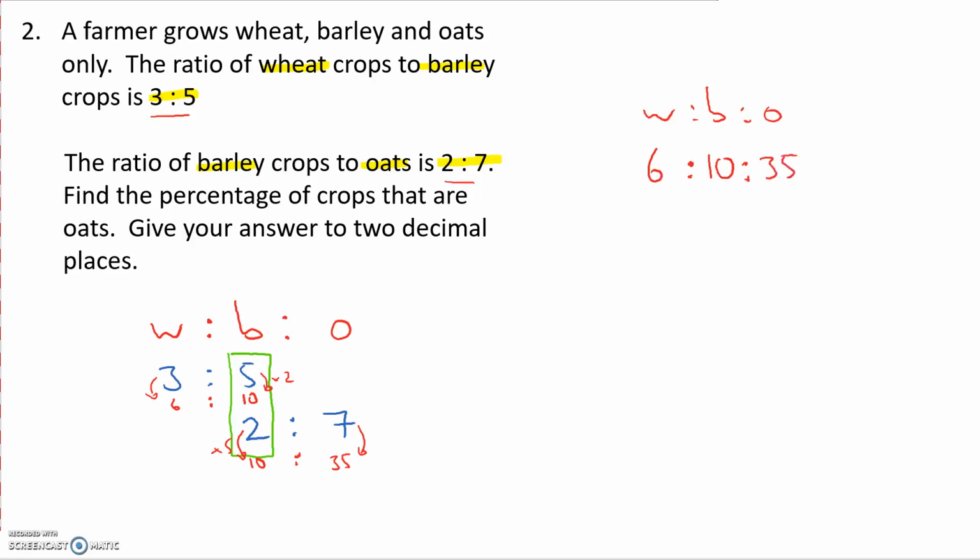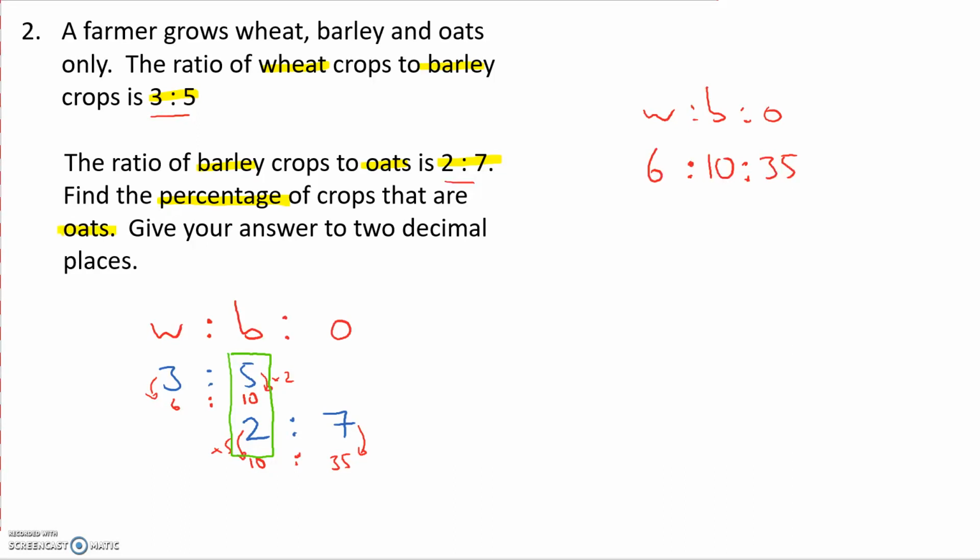I've got a ratio of 6 to 10. I've got a ratio of 10 to 35. I can just lump them together. 6 to 10 to 35. But we had to get that middle number the same. Right, how are we doing? Find the percentage of crops that are oats.